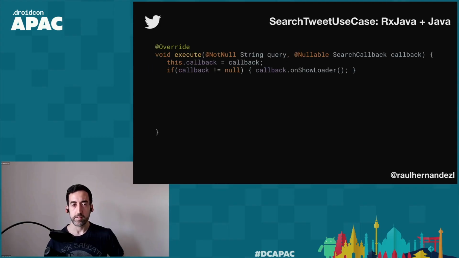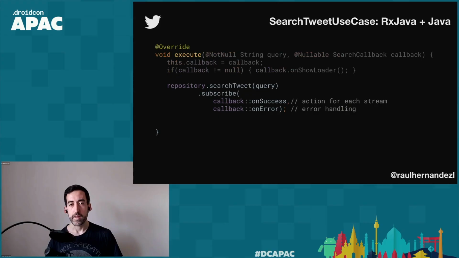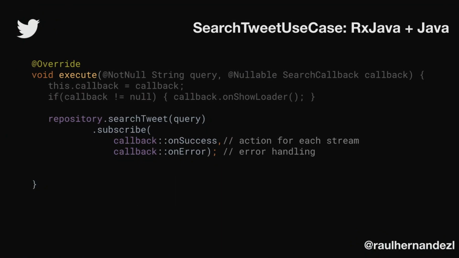So something like that. The use case is going to have the execute with the query and the callback. This is again in Java. I initialize the callback. I show the loader. That's the pop-up to the user. Then I will search for the query. I will subscribe to that, and I will pass the successful results with a callback or by means of onError, the error handling that I have right there.